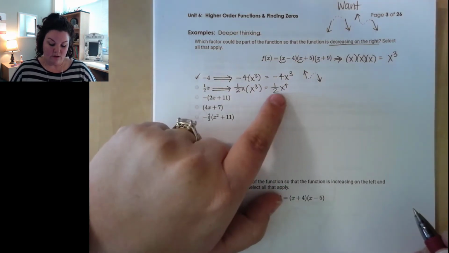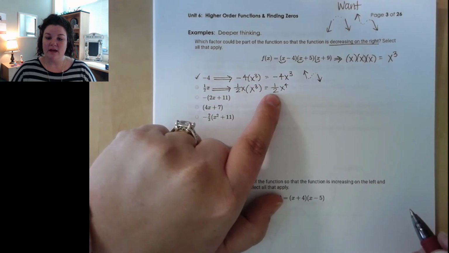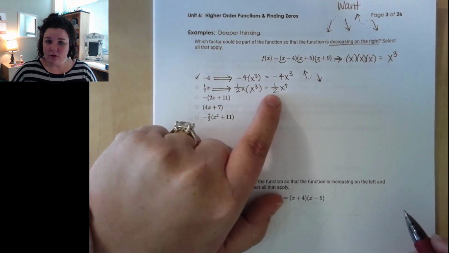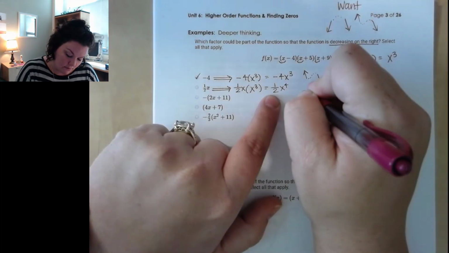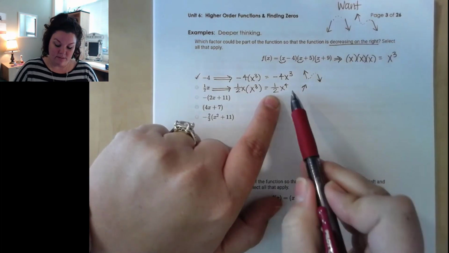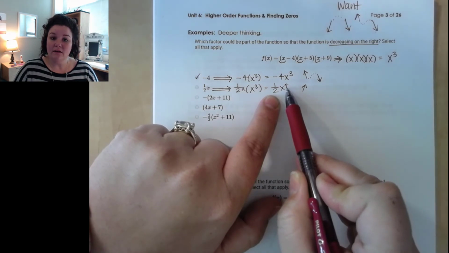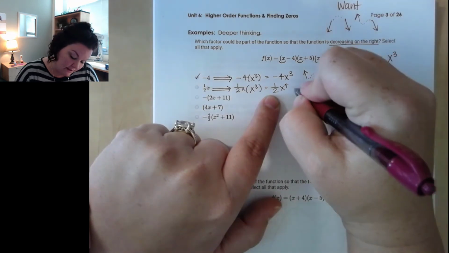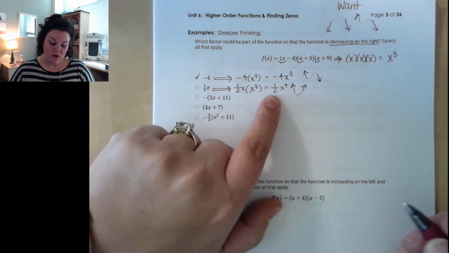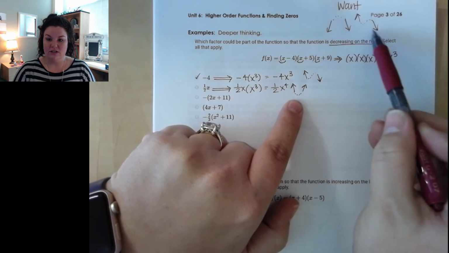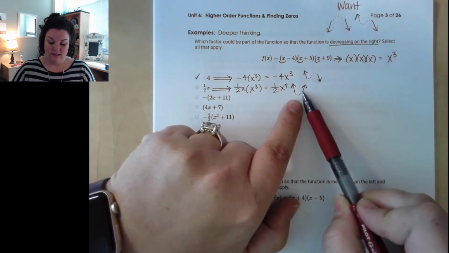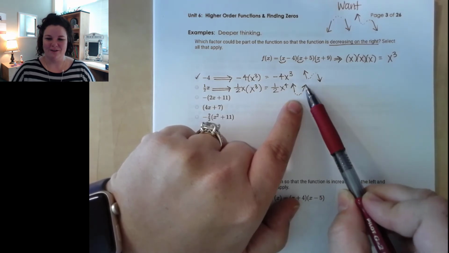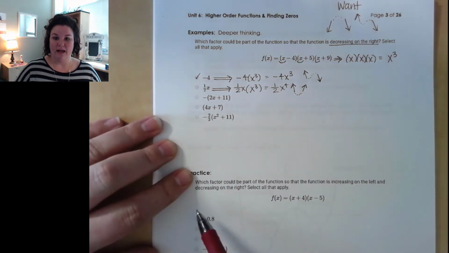Now, 1/2 tells me that because I have a positive coefficient, the right side is going up, right? Right side up. And then because my degree is even, that means the ends go the same direction. So if my right side's going up, my left side's going up. Notice this shape does not match the shapes that I want, because I want one that's decreasing on the right, and this is increasing on the right. So that's not going to be one of my answers.